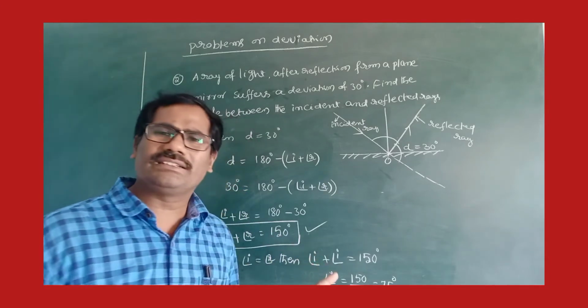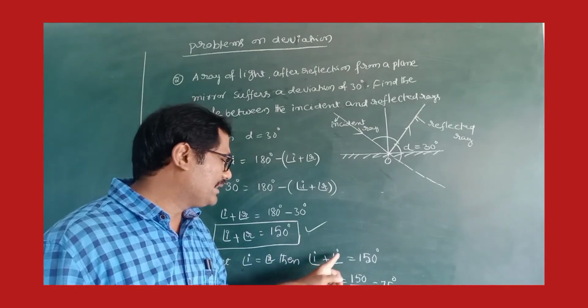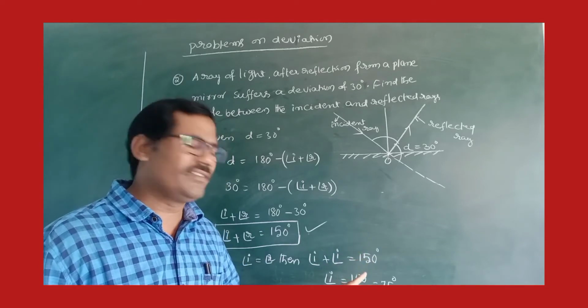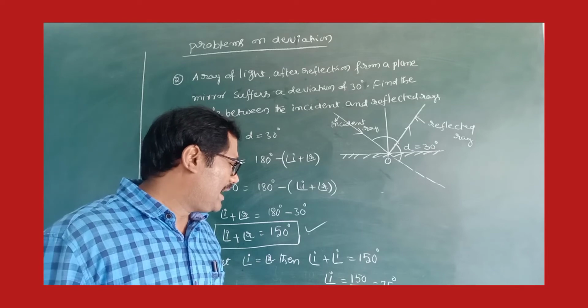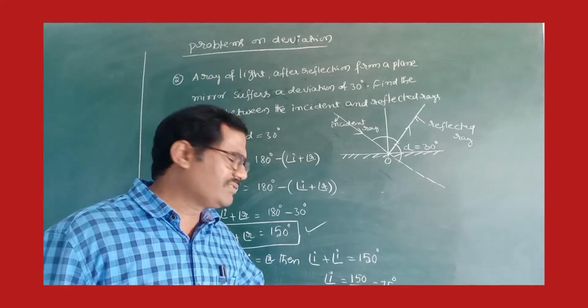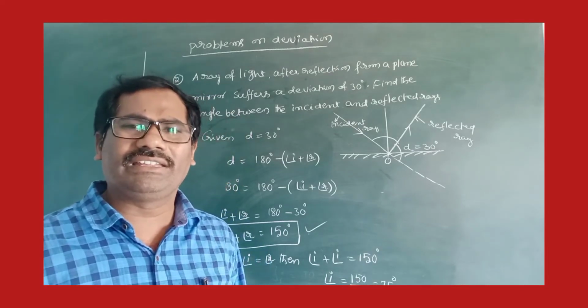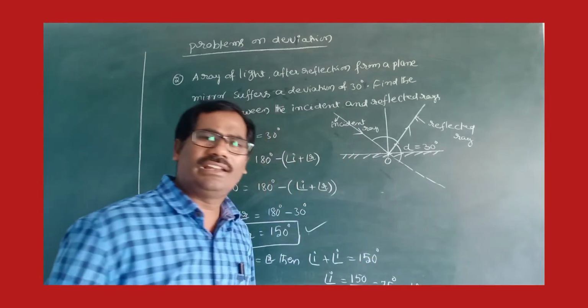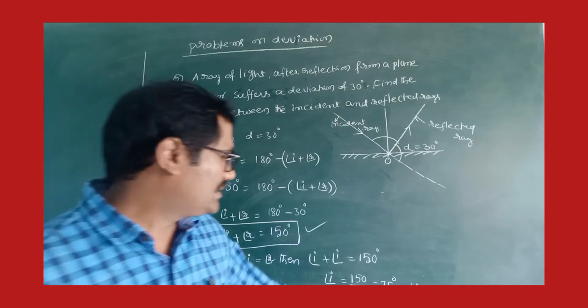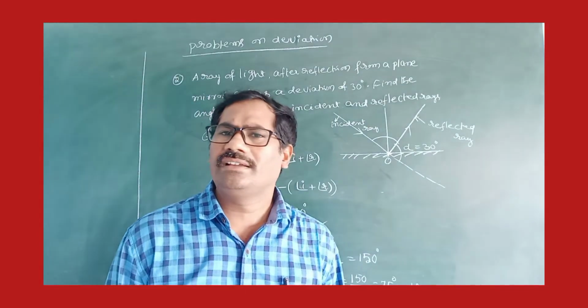Angle i is equal to angle r. Then angle i plus angle i equals 150 degrees. That means 2 times angle i equals 150. Angle i is equal to 150 by 2, which is 75 degrees. That is also the same as angle r, that is, the angle of reflection is the same. So 75 degrees is the correct answer.